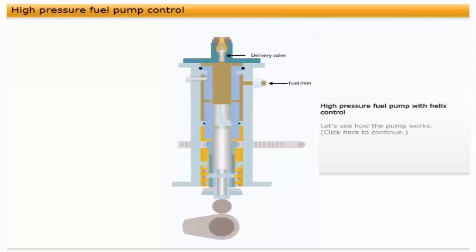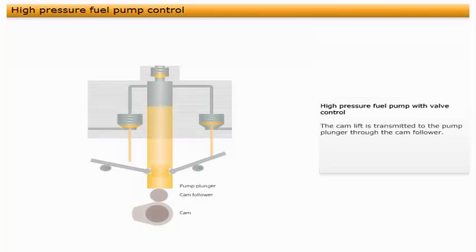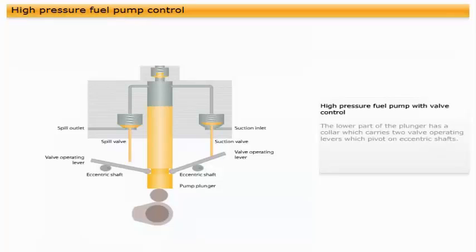The sketch shows a simple representation of a cam-operated, valve-controlled, high-pressure fuel pump. The cam lift is transmitted to the pump plunger through the cam follower. The pump plunger, which sits inside the pump housing, is plain, with no profile machined into it. The lower part of the plunger has a collar, which carries two valve operating levers, which pivot on eccentric shafts.